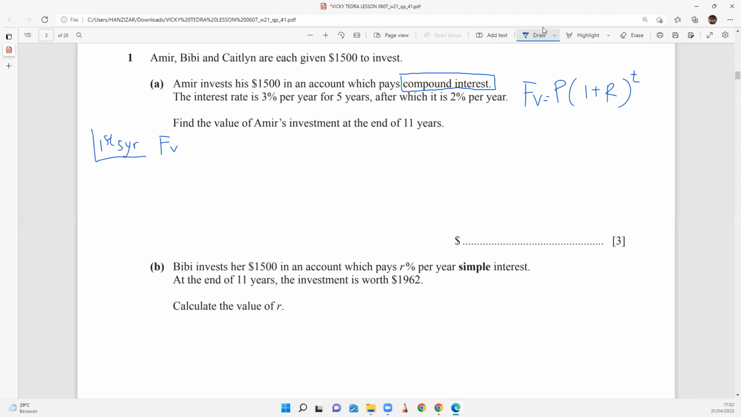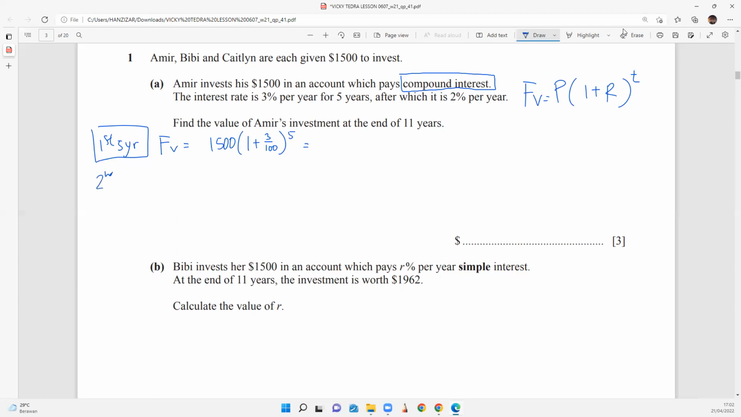Okay. So for the first 5 years, the future value will be the present value, $1,500. You multiply by, or you just put the bracket, you don't have to put the multiplication sign, and I want to ignore the unit for simple writing, 1 plus 3 over 100 or 0.03, but I think you better write 3 over 100, to the power of the first 5 years, so power 5. And by the way, you can use your calculator to calculate the value.